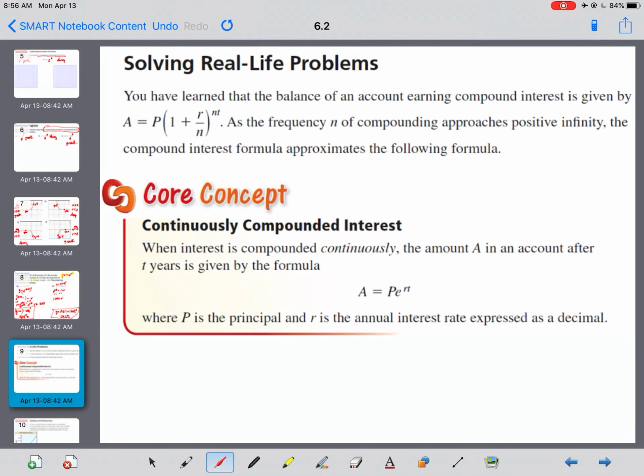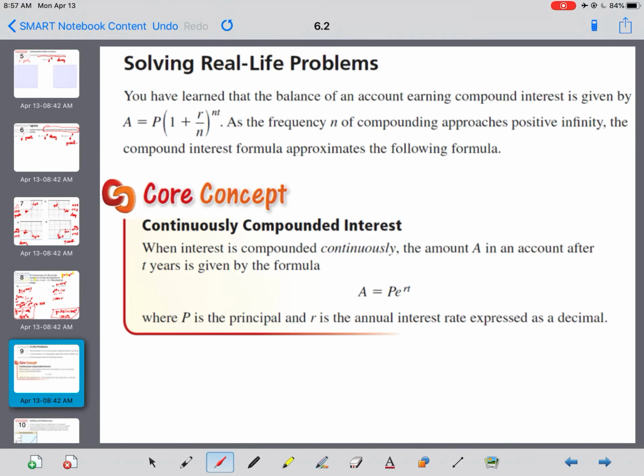Now, real life problems in using e. One of the main reasons it is used: we looked at compound interest in the last one, and it was A equals P times 1 plus r over n to the nt, where r was your rate, n is your number of times it's compounded, and t is for how long it's compounded. So if it was compounded yearly, it's once a year. If it's compounded monthly, it is 12. If it's compounded weekly, it's a 52. If it's compounded daily, it's a 365.